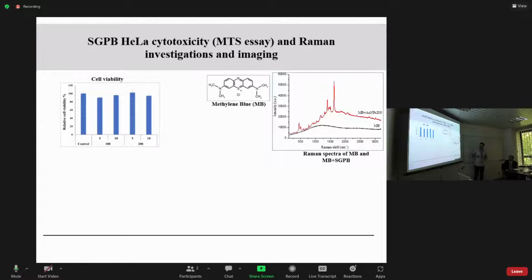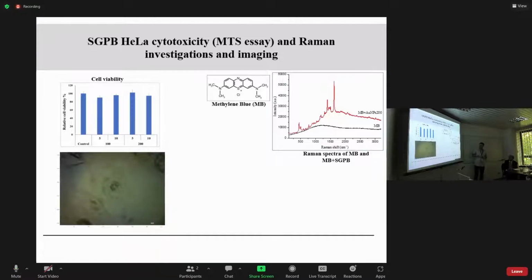What we did next, of course, we incubated the cells with the clusters with absorbed methylene blue on it, and selected an area, imaged it with Raman, detected the signal, and obtained something like this. Well, it's completely different from what we saw in the carbon nanotube experiment. So now we see some accumulations, we see some different concentration, which is very attractive and interesting.